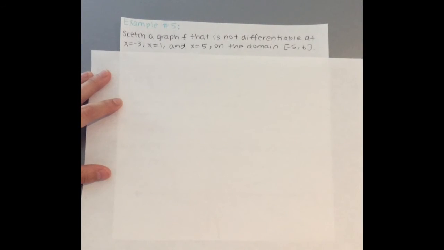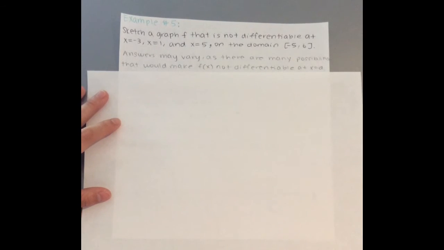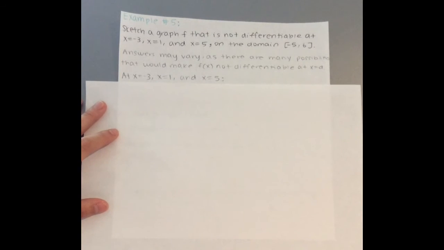Example 5. Sketch a graph f that is not differentiable at x equals negative 3, x equals 1, and x equals 5 on the domain negative 5 to 6. Answers may vary, obviously, as there are many possibilities that would make f of x not differentiable at x equals a, which in this case, a equals negative 3, 1, and 5. As long as you do one of these, you are good, at x equals negative 3, x equals 1, and x equals 5.